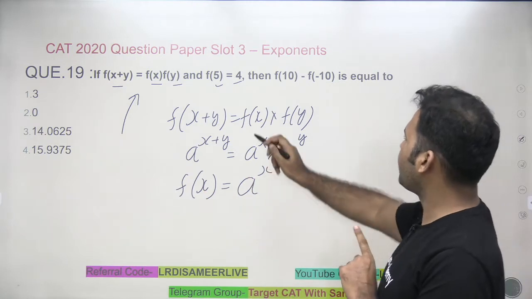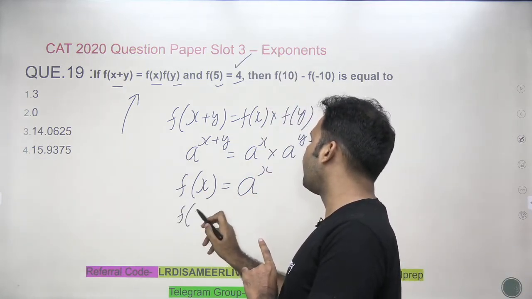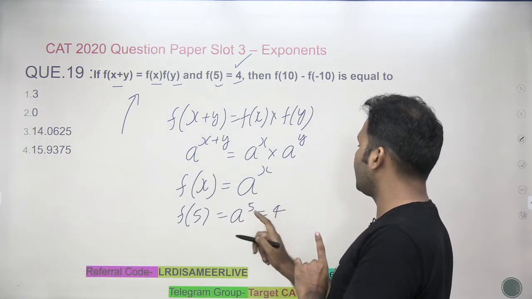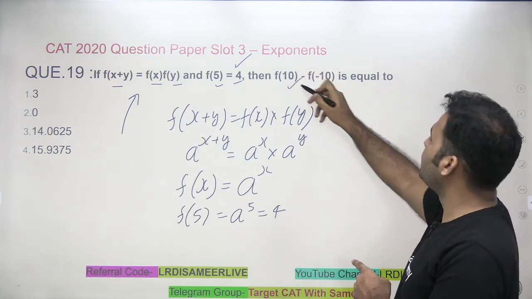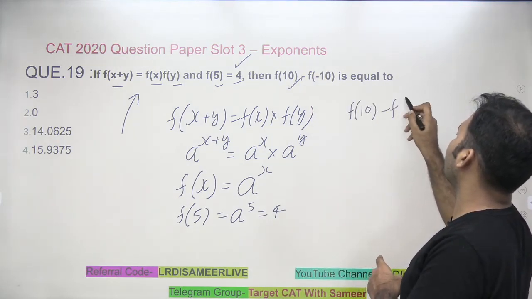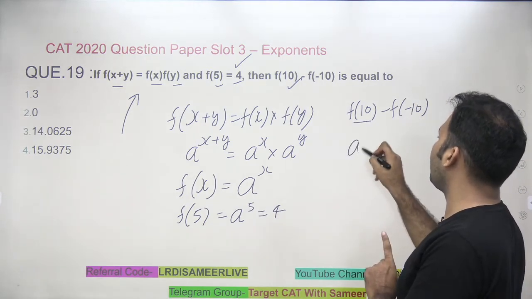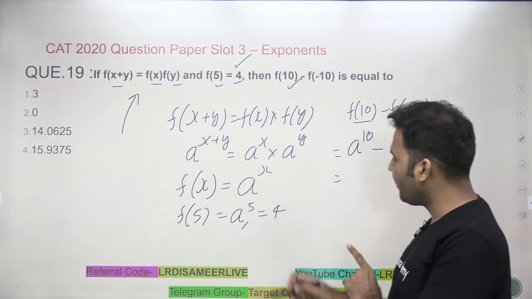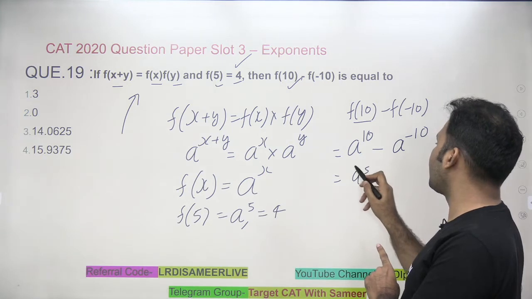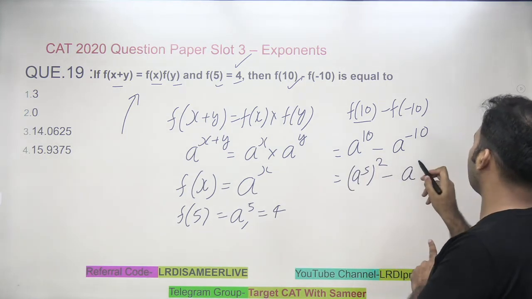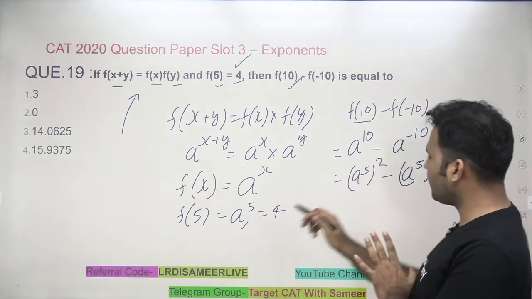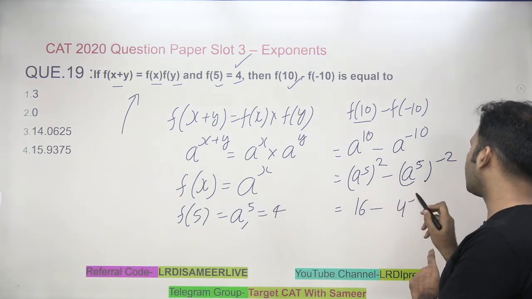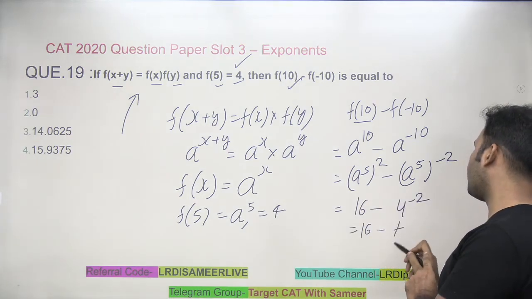Now, if f of x is a power x, that means I can use this here now. f of 5 will be equal to a power 5, and it is given to me as equal to 4. So that is a power 5 is equal to 4. I need to find out the value of f of 10 minus f of minus 10. f of 10 will be a power 10 minus a power minus 10. Now what is a power 10? If a power 5 is 4, can I write down a power 10 as a power 5 square minus, can I write it down as a power 5 raised to power minus 2? Just put the value of a power 5 here. 4 square 16 minus 4 raised to power minus 2. So this answer is 16 minus 1 upon 16.